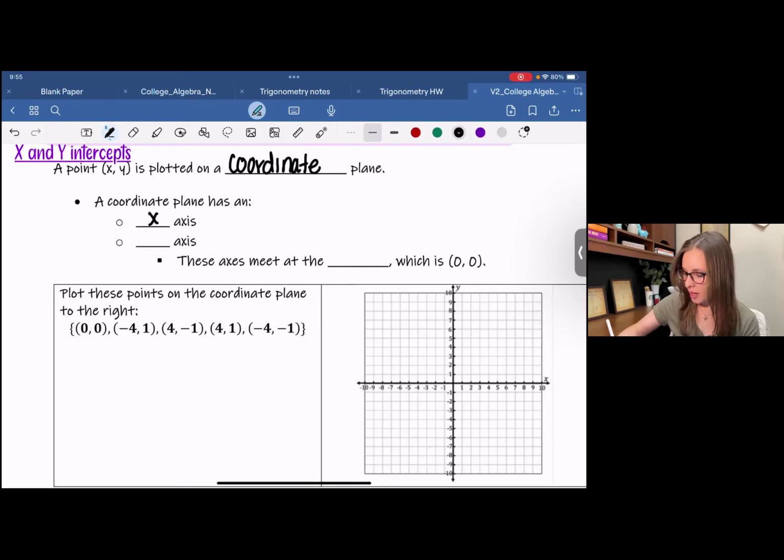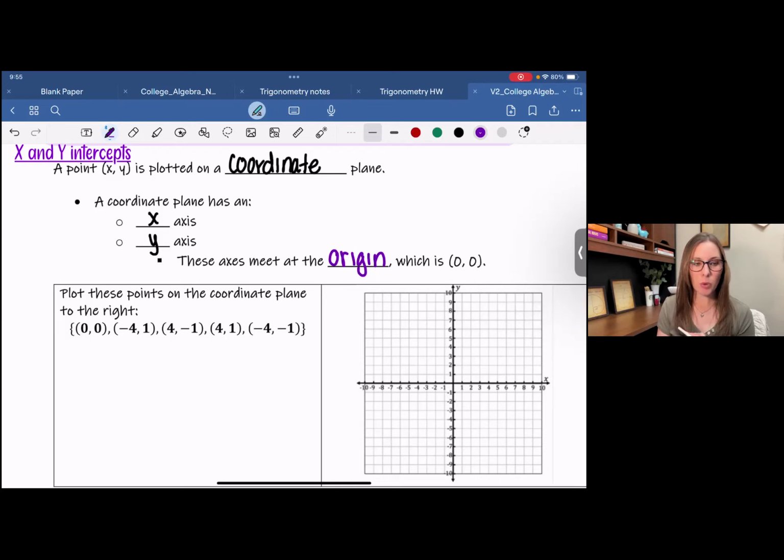In this case, since I labeled the point as XY, my coordinate plane is going to have an X and Y axis. If I had labeled it A comma B, then it would have an A and B axis, but we'll just go with X and Y. These axes meet at the origin, which is the point 0, 0. So it's kind of the center, I guess you could call it.